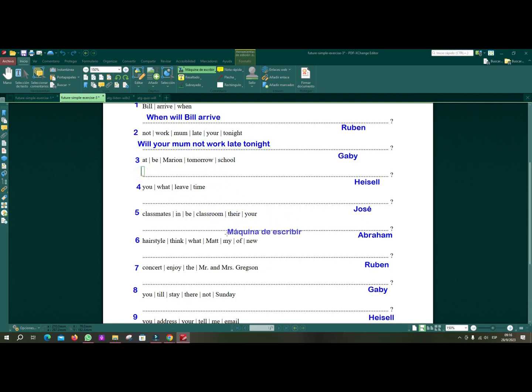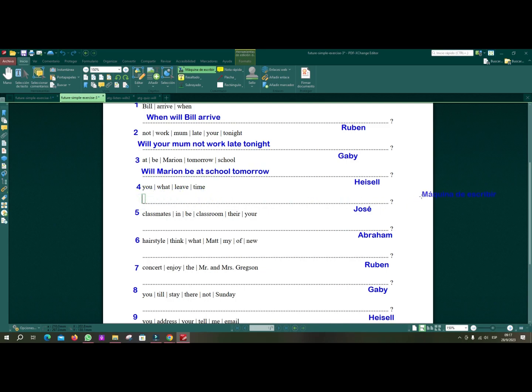What about number 3, Gabi? Gabriela, are you there? Number 3? Will Mariam do tomorrow at home? Just change that a little bit. We can say, will Mariam be at school tomorrow? Excellent. So, will Mariam be at school tomorrow? Nice. Thank you, Gabi. That's great.